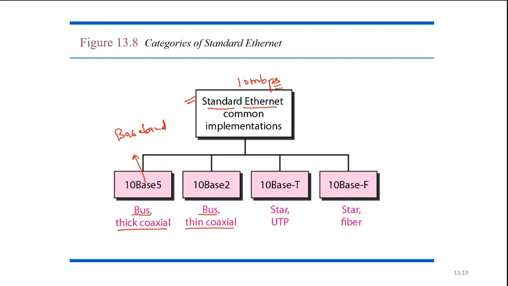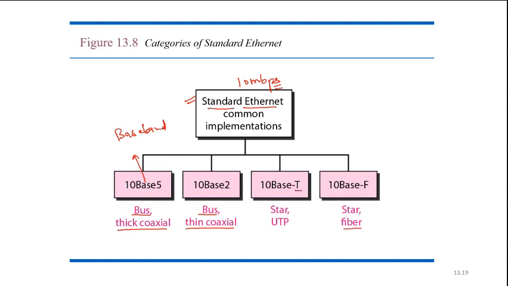Next one is 10BaseT. T is basically the one that will be using the star topology, and it will be connected using the cable that is UTP type of connectors. We have already seen what UTP type of connectors are. 10BaseF will be using the optical fibers basically.